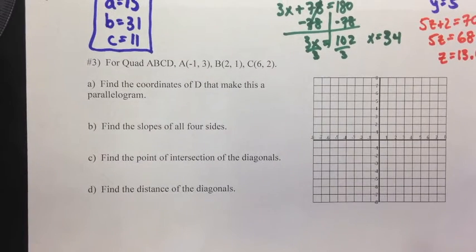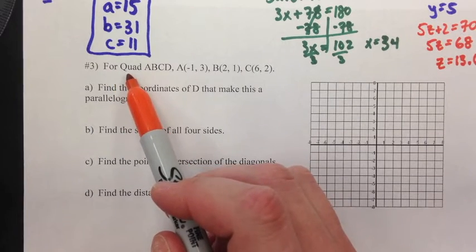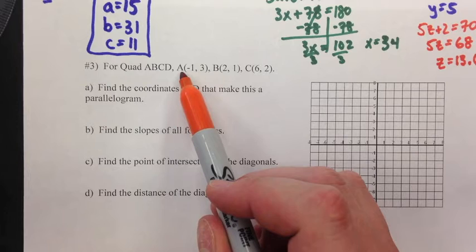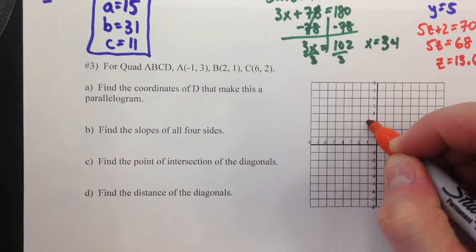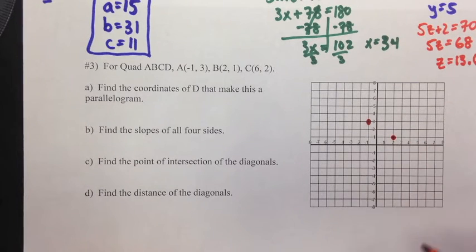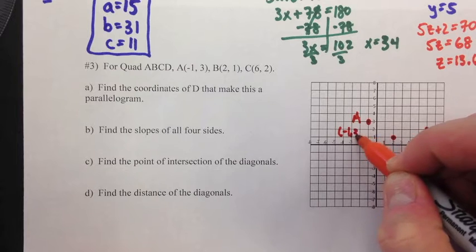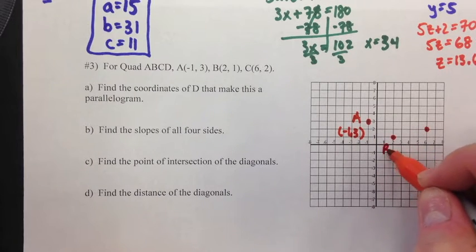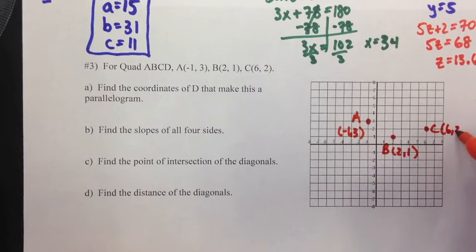All right, for the last one here, this is what we call coordinate geometry. They give us a graph, and they say for quadrilateral ABCD, A is -1, 3. I'm going to plot that. B is 2, 1. And then C is 6, 2. So here's A, -1, 3. B is 2, 1. And then C is 6, 2.